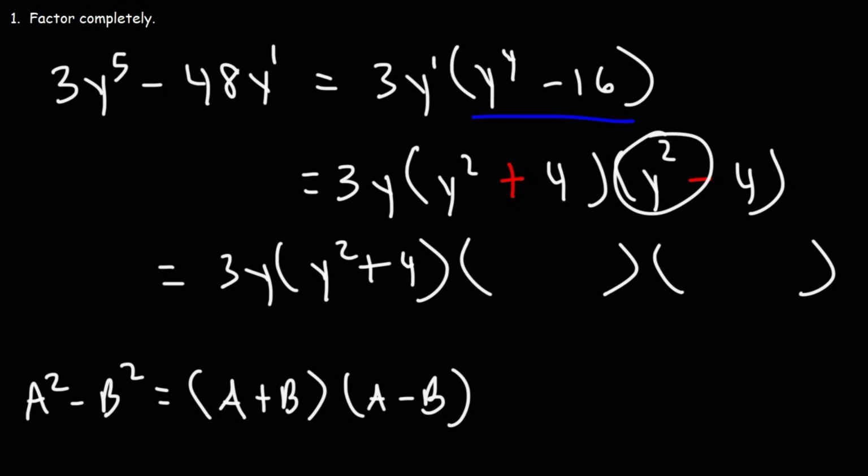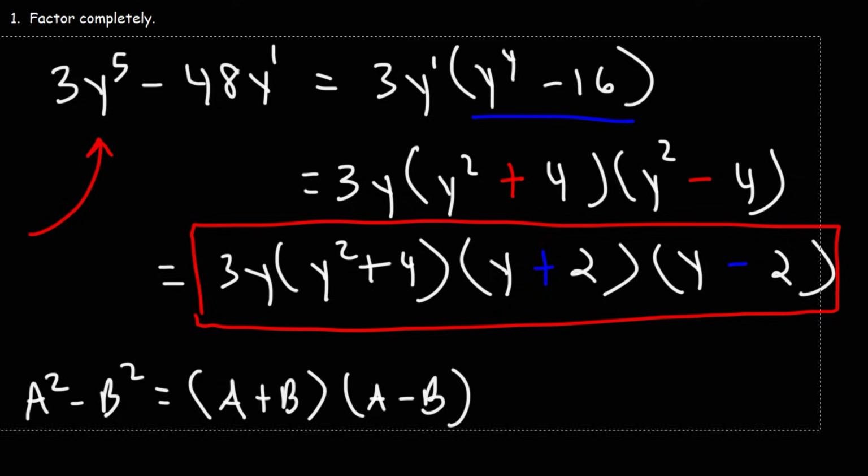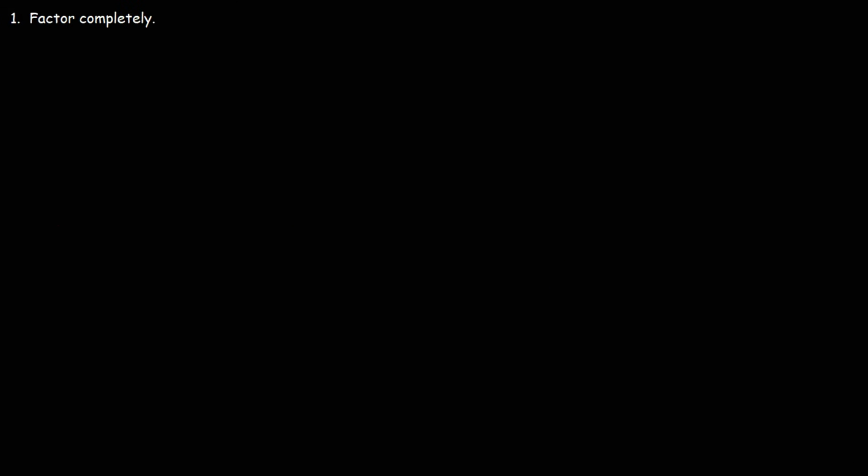The square root of y squared is y. The square root of 4 is 2. One will be positive, the other will be negative. And so this is the final answer. That's how we can factor this expression completely. Now let's move on to the next problem.